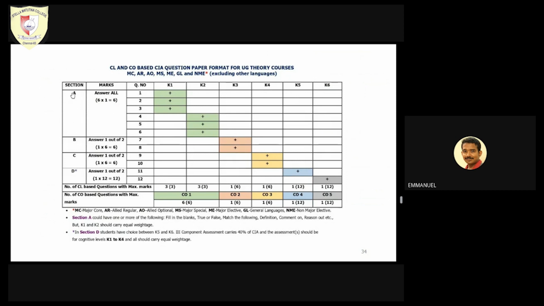Now section A corresponds to CO1. Could you see section A has 3 questions under K1 level, that is question numbers 1 to 3, then 3 questions from K2 level, question numbers 4 to 6. Each carries 1 mark, 6 into 1, 6. These two K1 and K2 levels come under CO1. So totally 6 questions, 6 marks. Then section B corresponds to K3 level and CO2 level. K3 level, applying level.